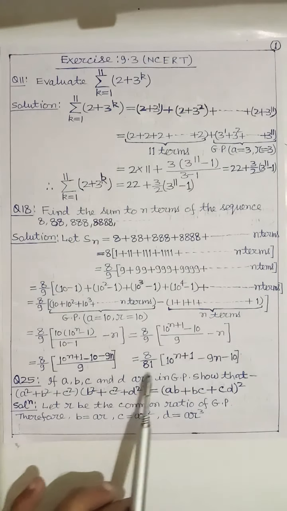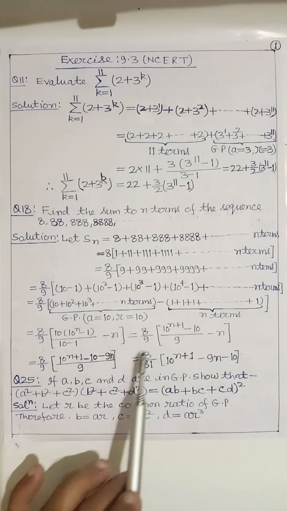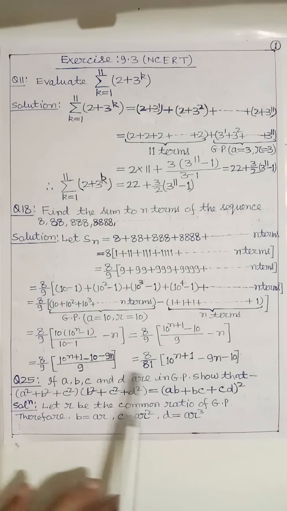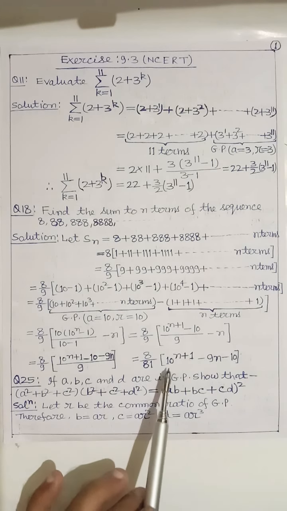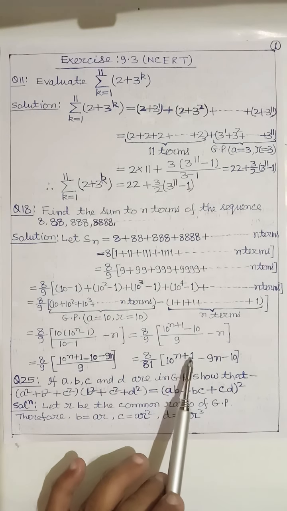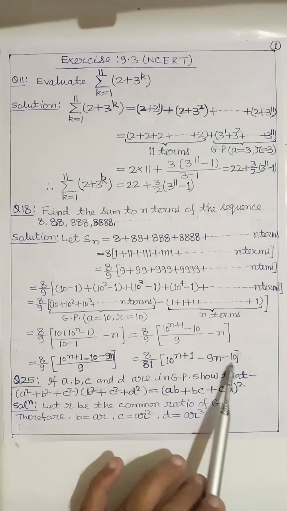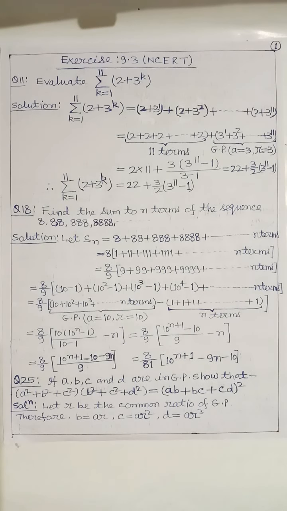And we simplify this, and finally we get 8 by 81 into 10 to the power n plus 1 minus 9n minus 10.